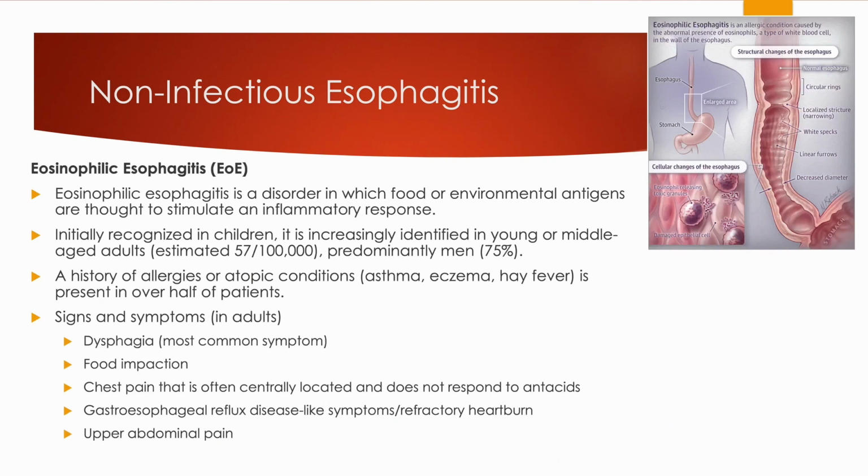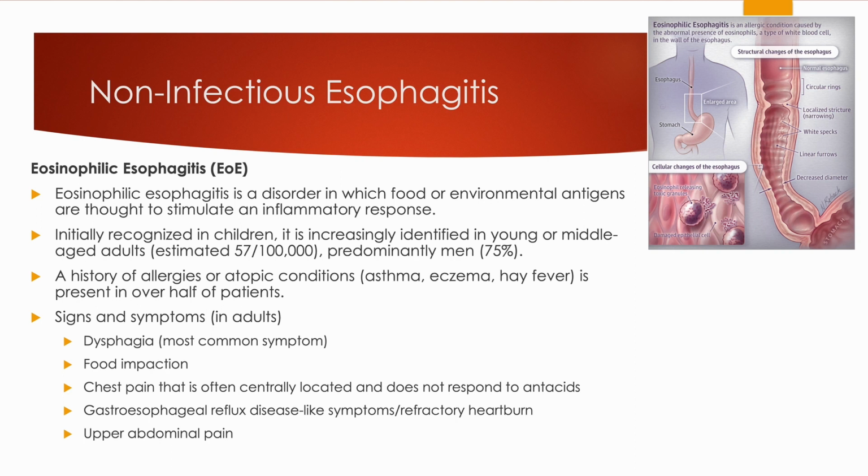Last but not least, for esophagitis, we're going to talk briefly about eosinophilic esophagitis, or EOE. Eosinophilic esophagitis is probably less well known than all the other ones we've discussed. But essentially, we think of eosinophilia, we think of allergic response, inflammatory response. And it's usually recognized in kids, at least initially. And it's actually predominantly seen in men.